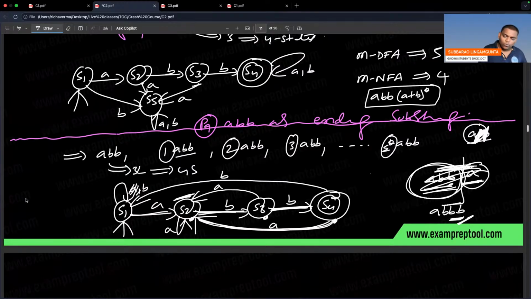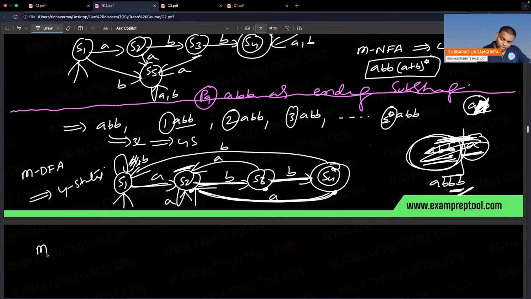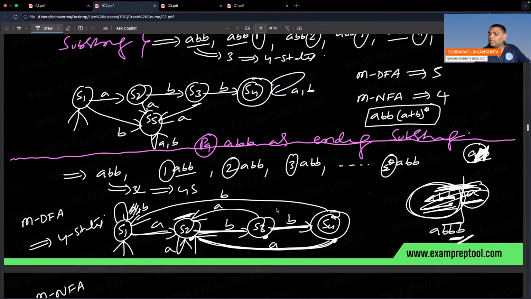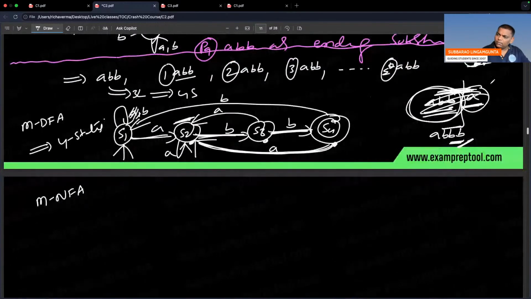So for this problem, the minimal DFA contains four states. And one more interesting thing I want to say to you: the minimal NFA also has four states, because every DFA is an NFA. And one more, there is no dead state also. If a dead state is there, you can avoid it in the NFA. So one less came. Suppose no dead state, that itself is a minimal NFA also. Minimal NFA also four states.